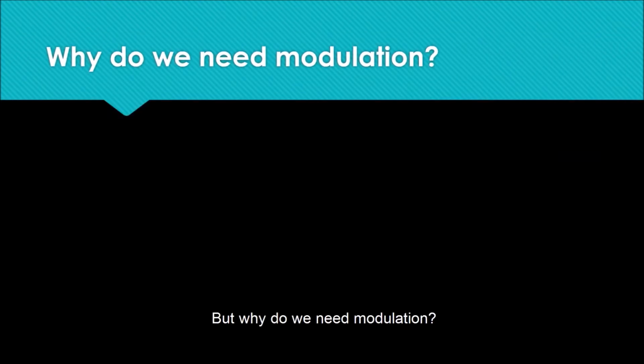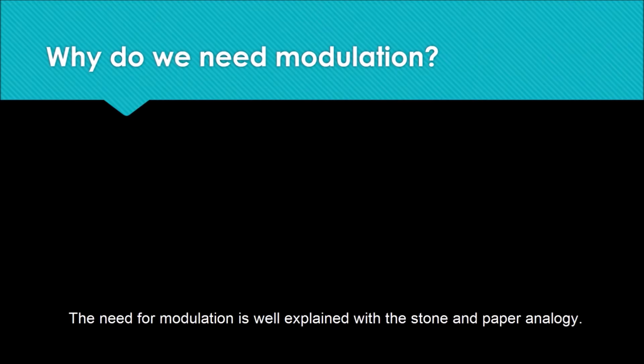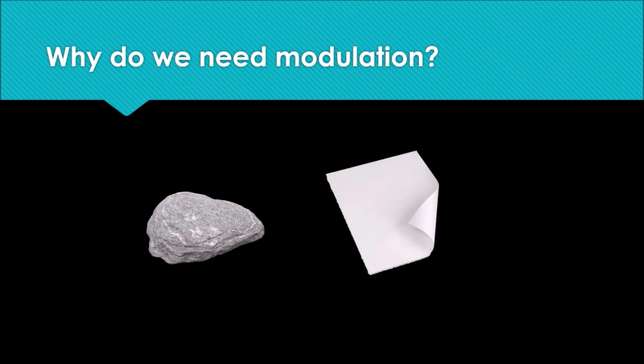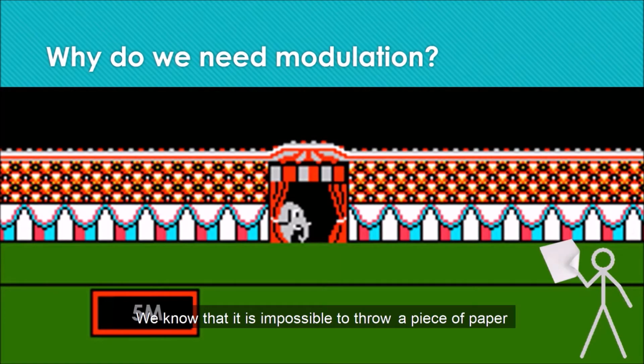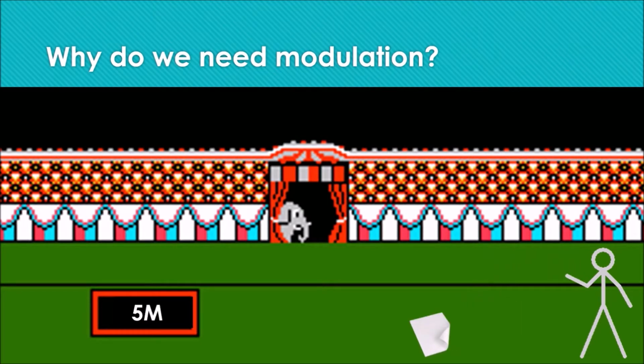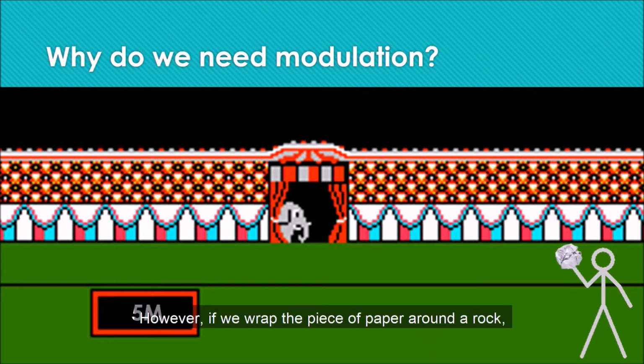But why do we need modulation? The need for modulation is well explained with the stone and paper analogy. We know that it is impossible to throw a piece of paper a distance of 5 to 10 meters due to the light weight of the paper. However, if we wrap the piece of paper around a rock, we can throw it further than it can originally travel.